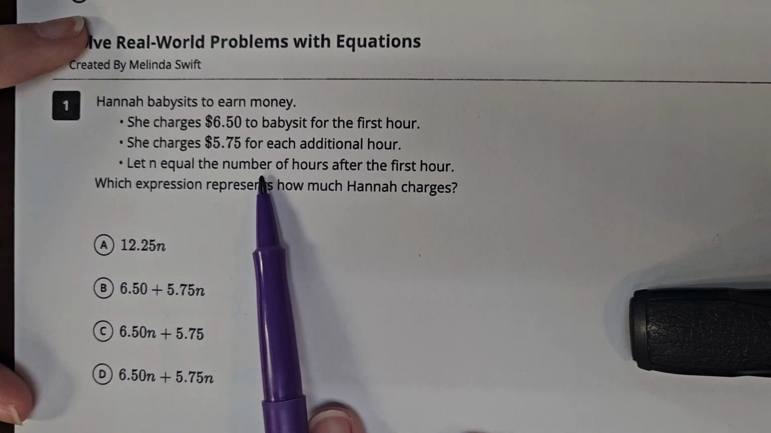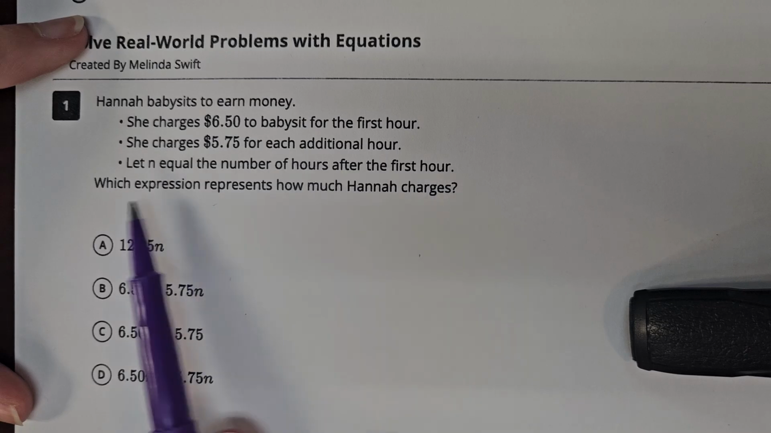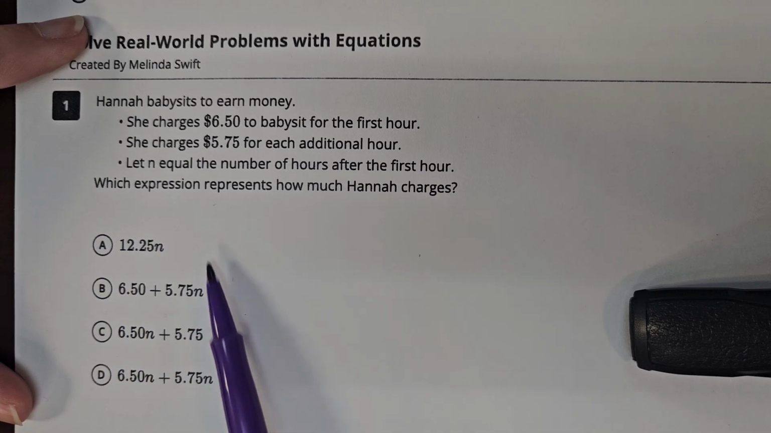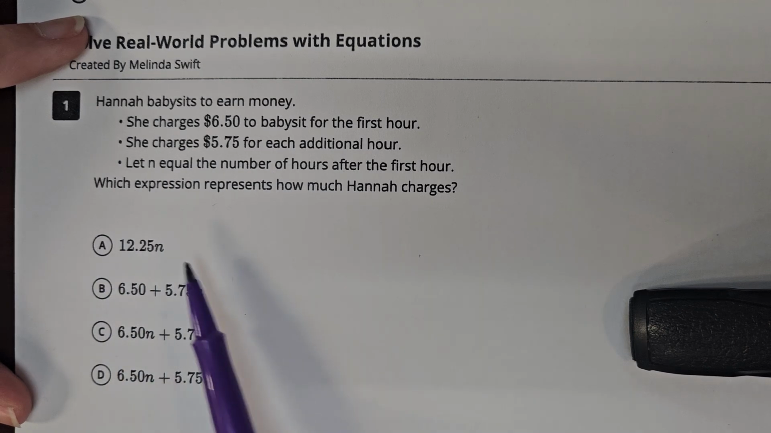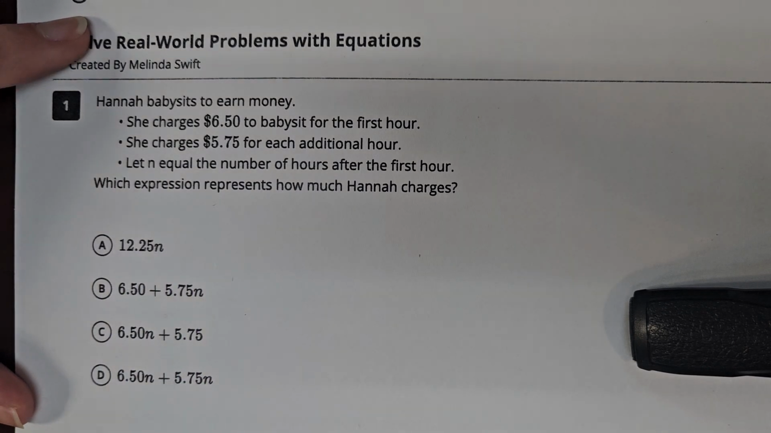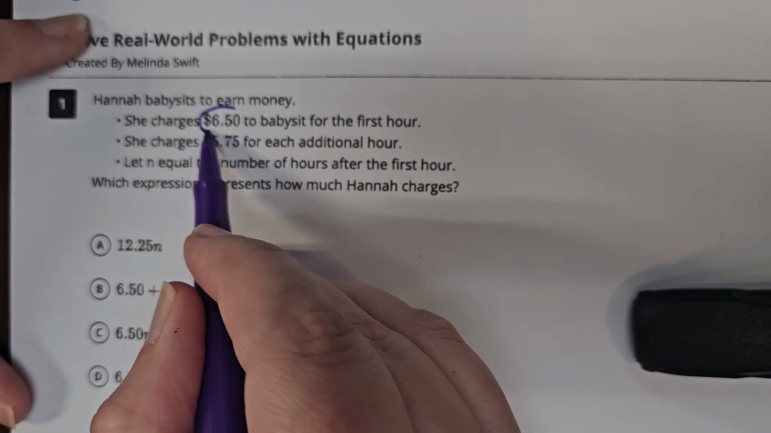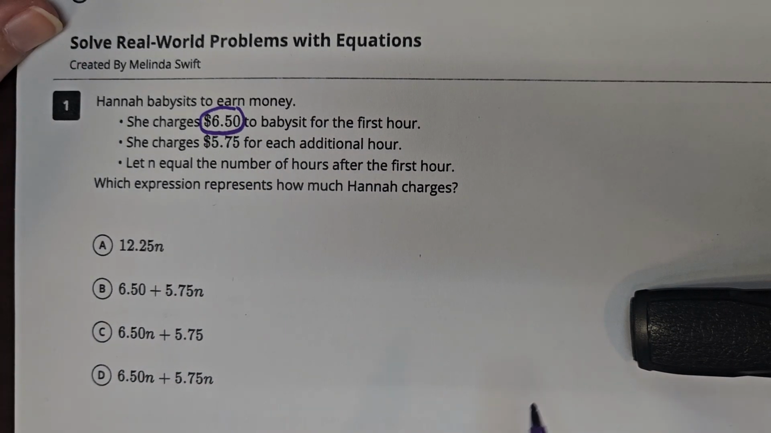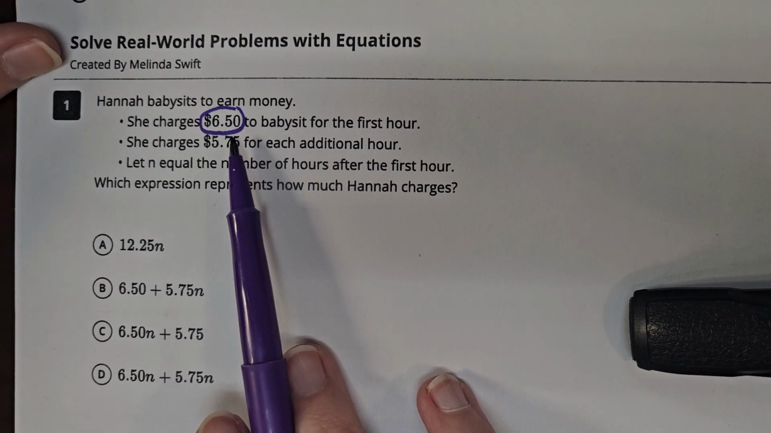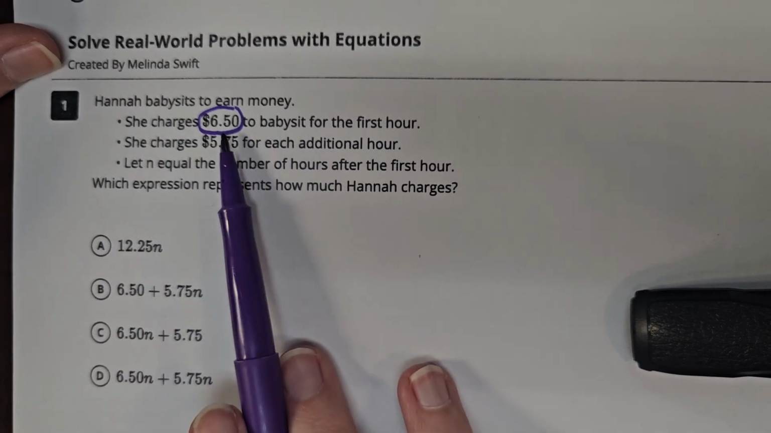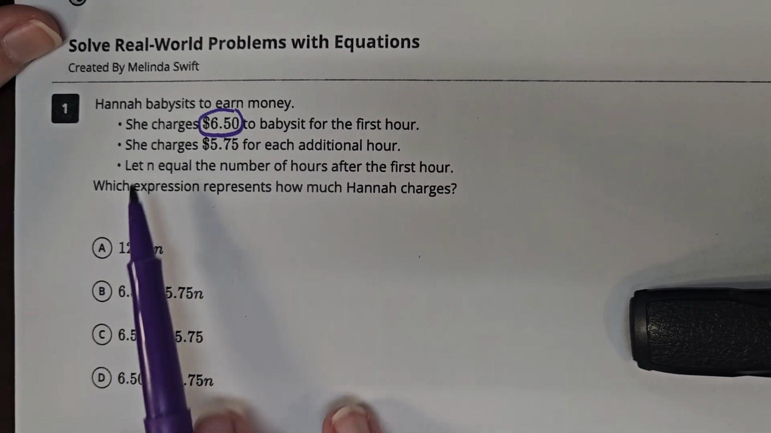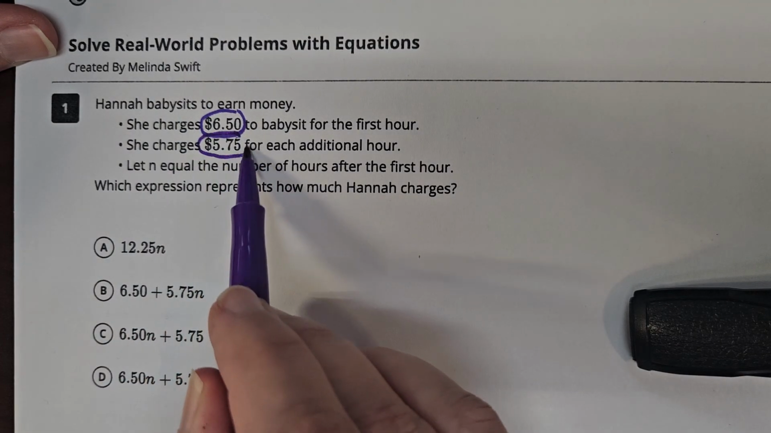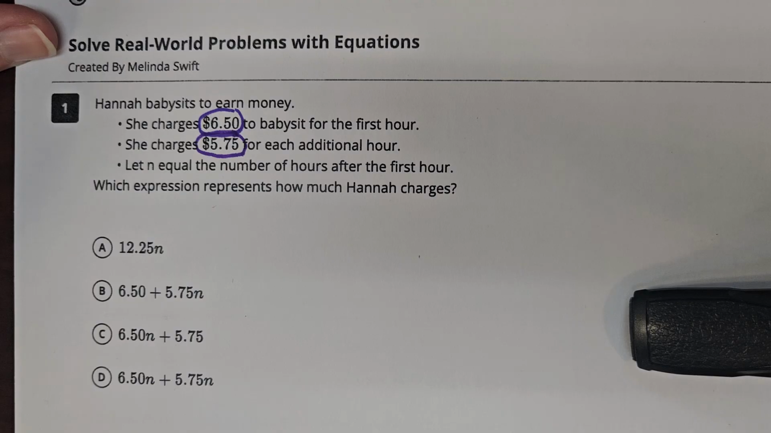Let n equal the number of hours after the first hour. Which expression represents how much Hannah charges? So remember, expressions don't have equals signs. So these are all expressions. They give us the number 6.50, and this is a flat rate. It's not affected by how many hours she babysits. If she works for 1 hour, she gets $6.50. If she works for 10 hours, she got $6.50 for that first hour. She charges $5.75 for each additional hour, so this number is being affected by how many hours she works.